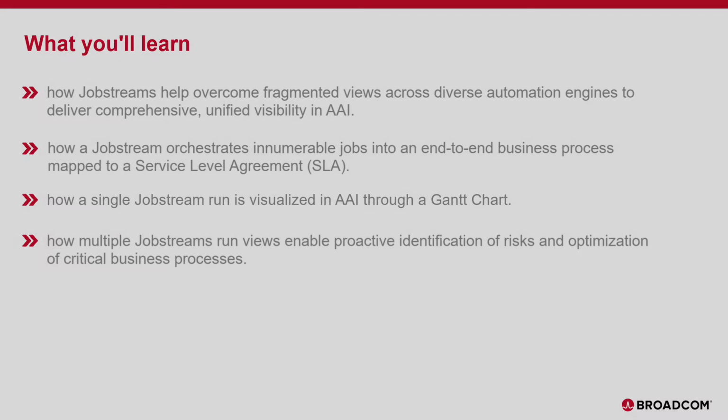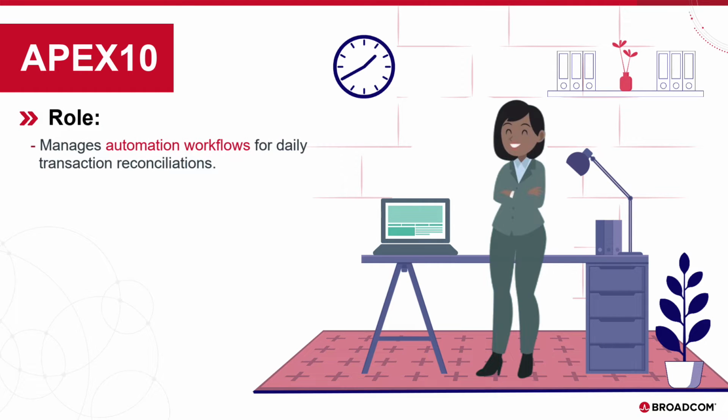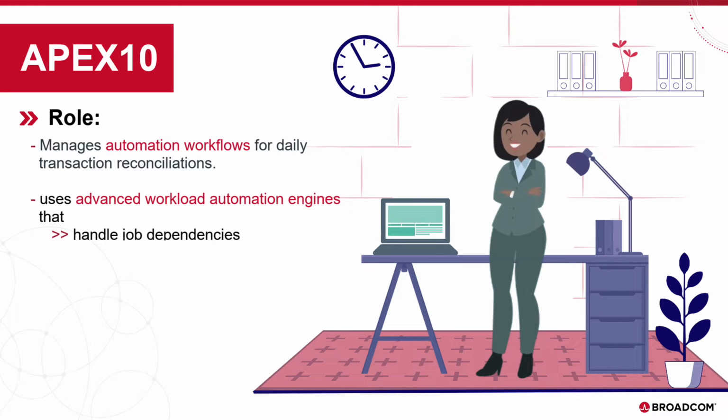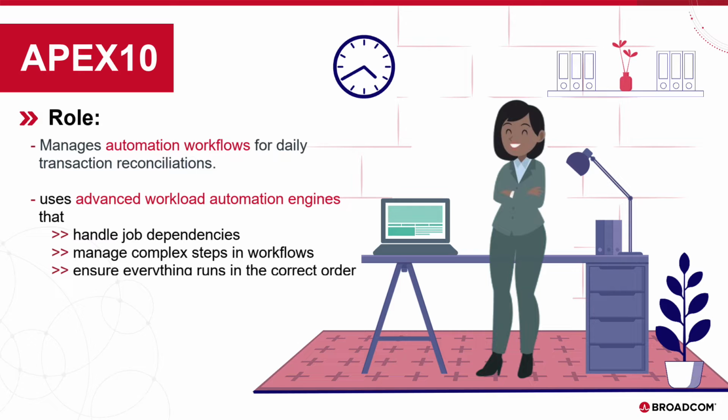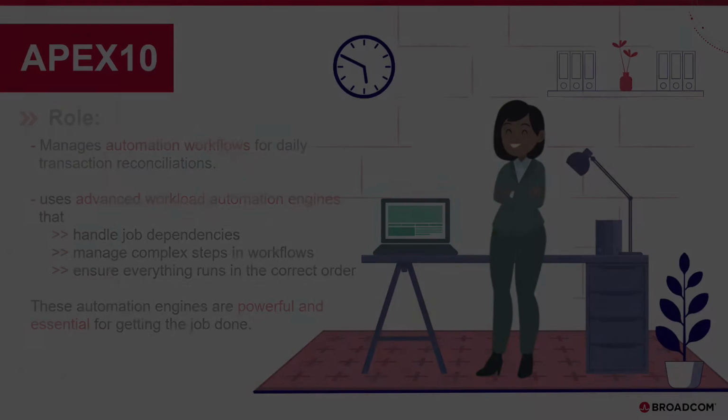Let's get started. Meet Regina, a system operator at Apex 10, a fictitious global financial institution. She manages automation workflows for daily transaction reconciliations. For this, she uses advanced workload automation engines that handle intricate job dependencies, manage complex steps in workflows, and ensure everything runs in the correct order. These automation engines are powerful and essential for getting the job done.